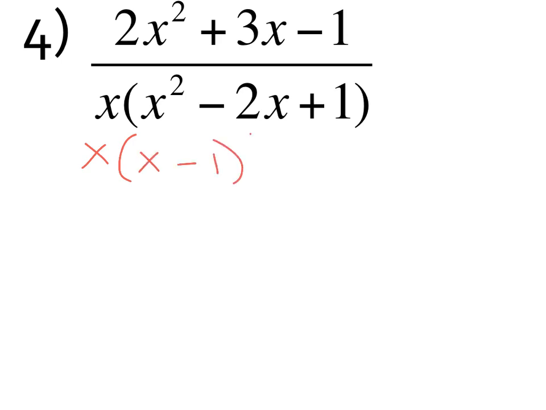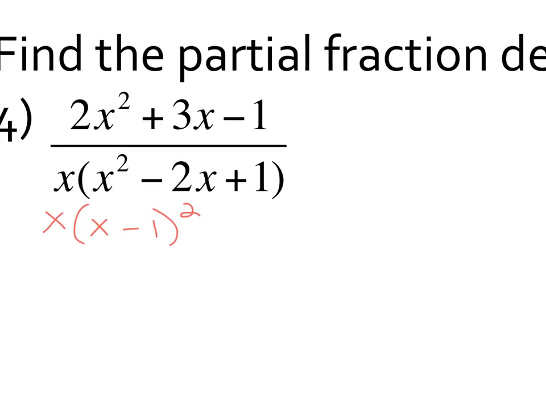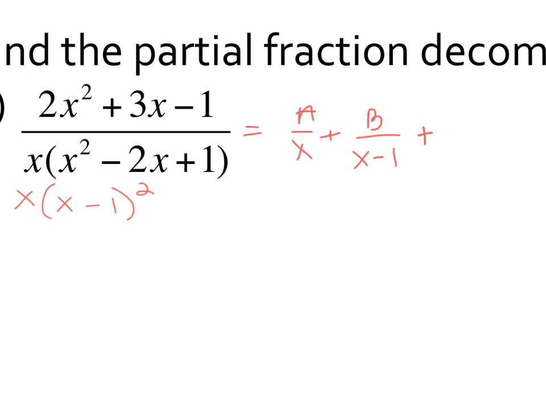X minus 1 squared. Repeated factor, right? It would be x minus 1 times x minus 1. When you have a repeated factor, you've got to build up to it. So this would be equals a over x plus b over x minus 1 plus c over x minus 1 squared.